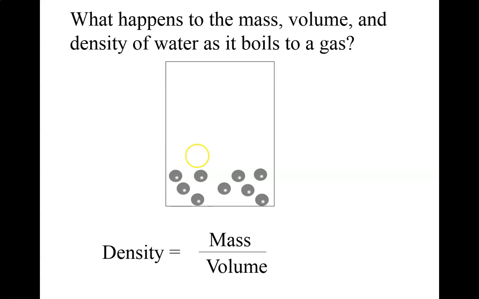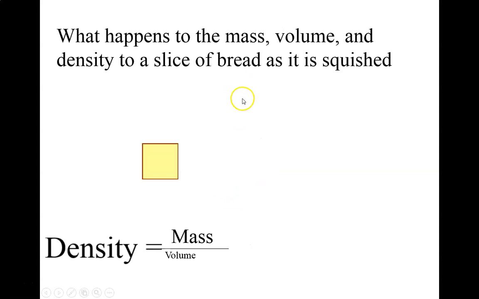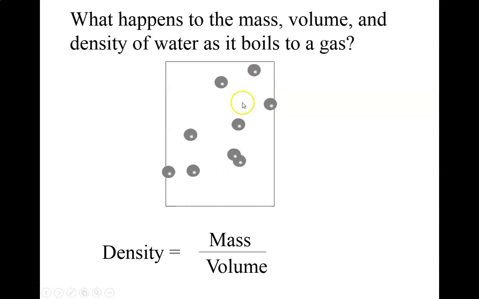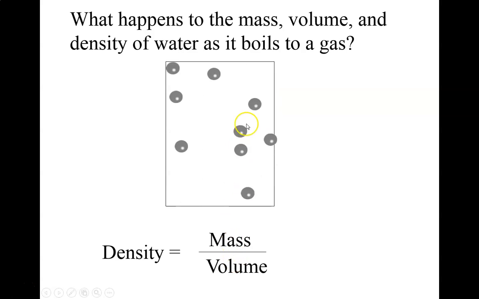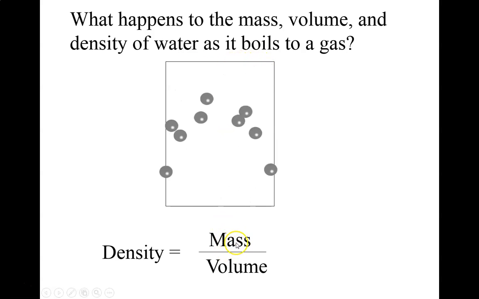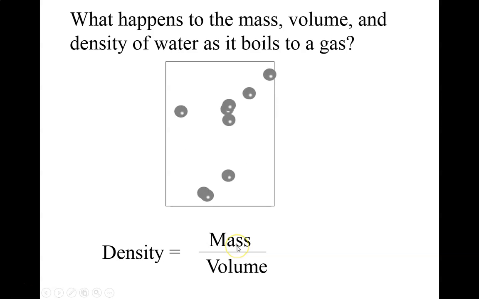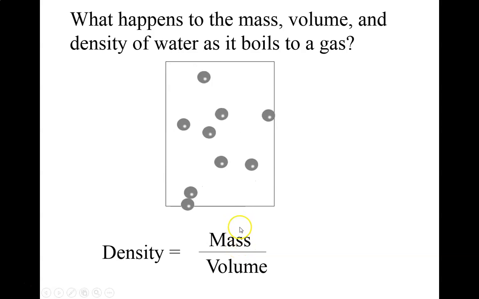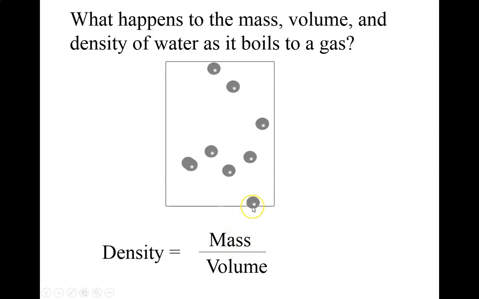What happens to the mass, the volume, and density of water as I boil it into a gas? So here are my atoms of liquid water, and then I boil them, and they take up the whole container. This was a sealed, closed container. What happened to the mass of the water? Well, the mass didn't change. I didn't lose any atoms. I didn't gain any atoms.